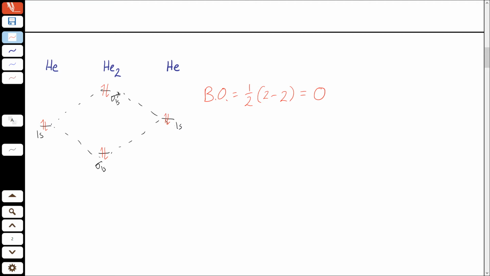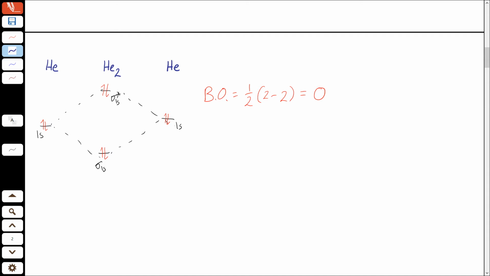But now let's think about this. What if we were able to make a molecule like this that was ionized? So what if we took some electrons out of a molecule like this? And this is another way that this theory is much more powerful than what we did before. If we want to know the bond order of an He2+ molecule, a molecular ion, that's pretty simple to do. All we have to do is remove 1 electron from our molecular orbital diagram. We ionized it. We took 1 electron away.